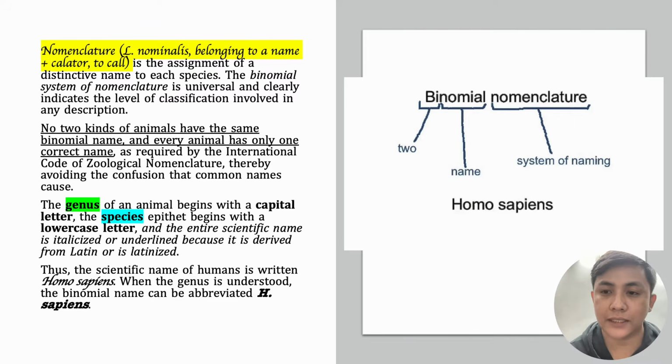Now that we know why we classify animals, let's look at how we name them. Nomenclature is a system of naming organisms. We use the binomial system developed by Linnaeus. This gives each species a unique two-part name, the genus and the species. For example, humans are called Homo sapiens. Notice that Homo begins with a capital letter. Sapiens starts with a lowercase and the whole name is italicized or underlined. This universal system avoids confusion caused by common names. For instance, different countries may have different names for the same animal, but the scientific name remains the same everywhere.